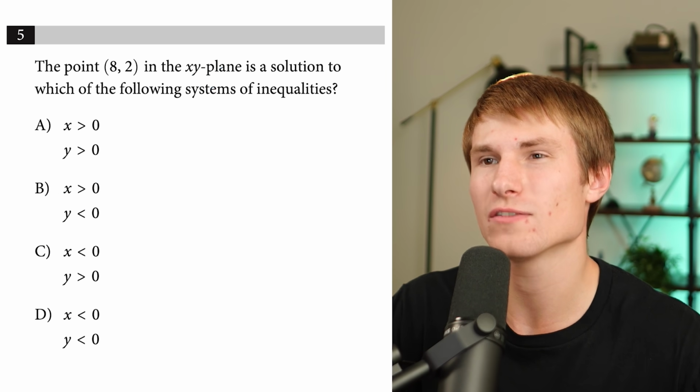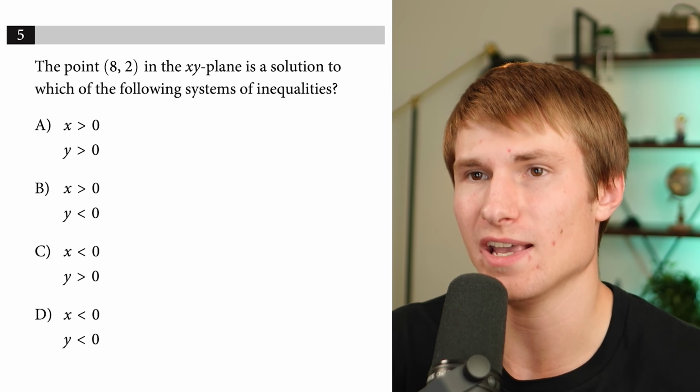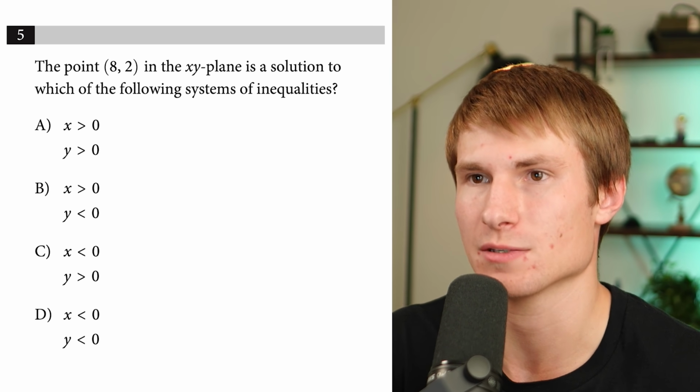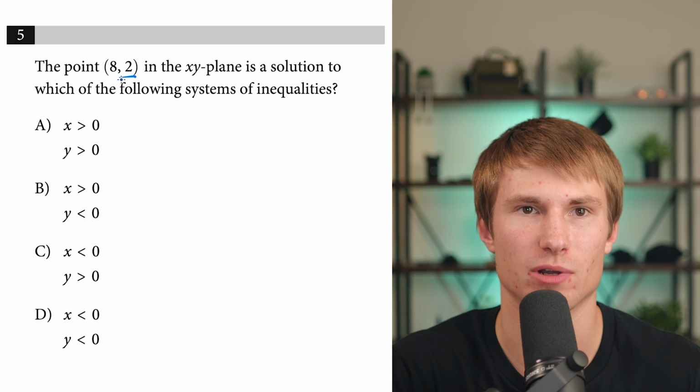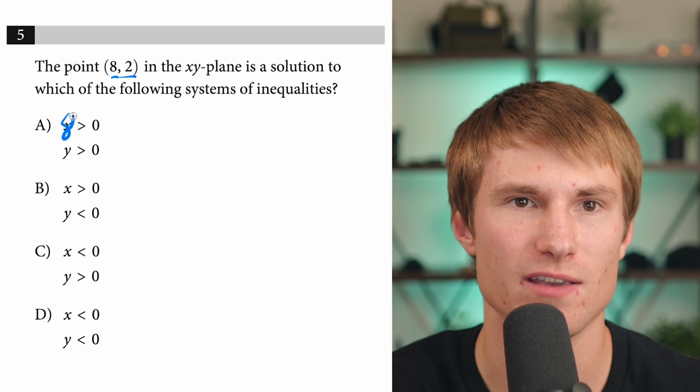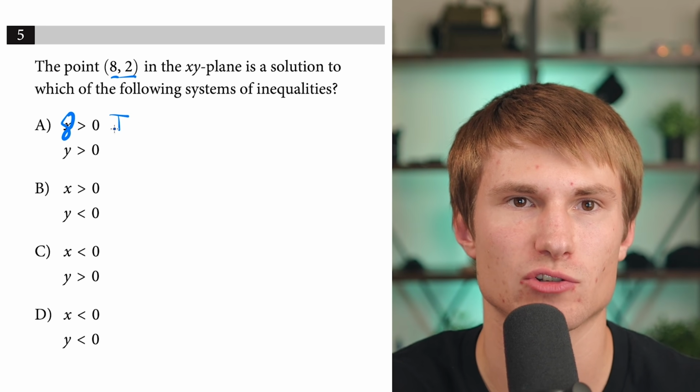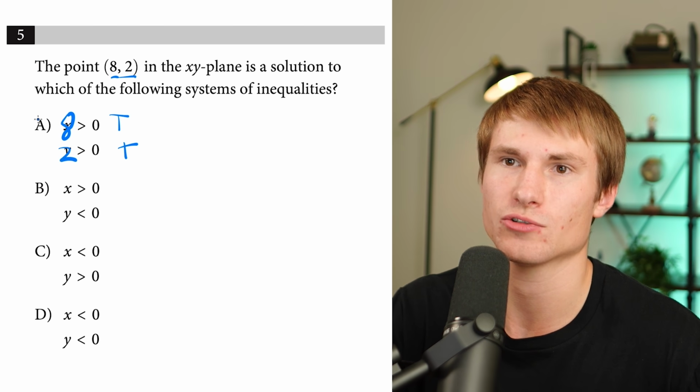Here's how to quickly solve this SAT math question. Question 5 states the point (8, 2) in the xy plane is a solution of which of the following systems of inequalities? Well, we have our x point of 8 and our y point of 2. So let's go ahead and check. If we plug in 8 for x, we have 8 is greater than 0. That's true. Now, is 2 greater than 0? That's also true. So our answer has to be A.